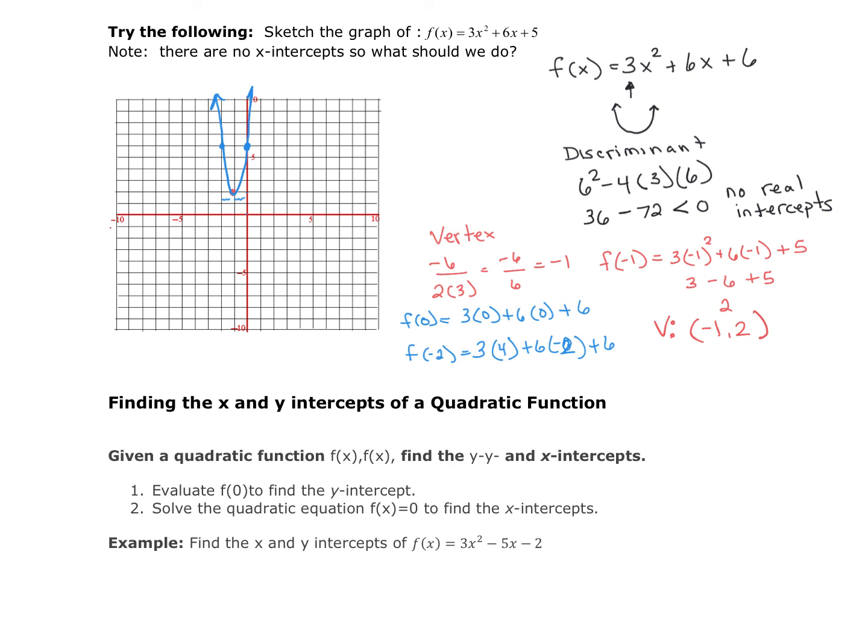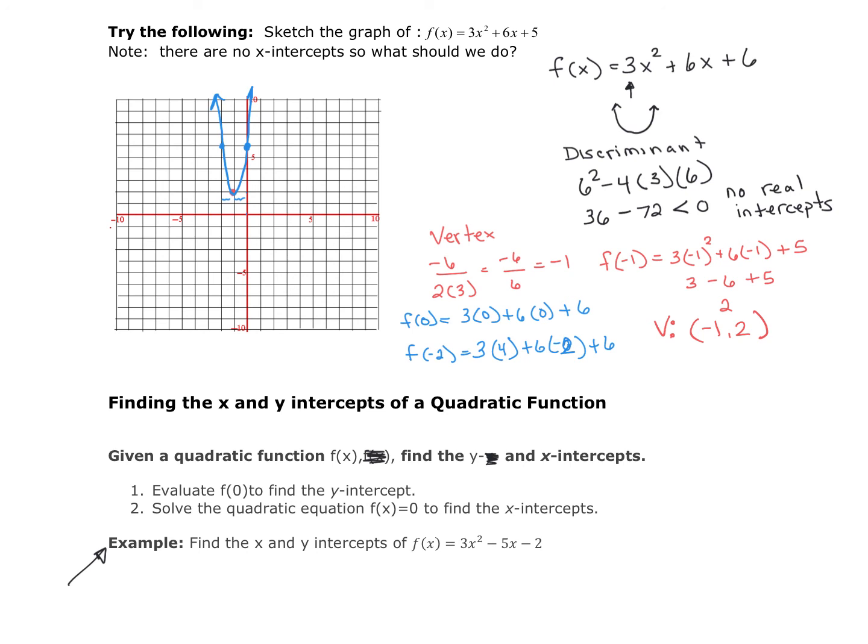Last but not least, how do we find the x and the y intercepts of a quadratic function? Well, we have a little extra in here, I think. If we have a quadratic function, f of x, and we want to find the y-intercepts and the x-intercepts, we do it the same way we find x and y-intercepts for everything. To find an x-intercept, we let y equal 0, and to find a y-intercept, we let x equal 0. So let's take a look at this example down here. We want to find the x and the y-intercepts.